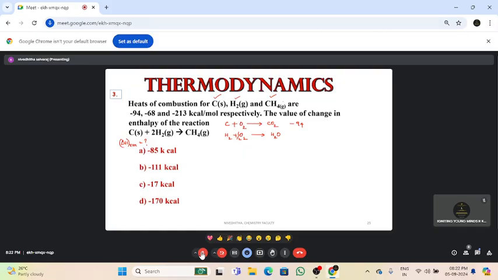What is the third data? Combustion of methane. CH4 plus O2 gives, what is the product?